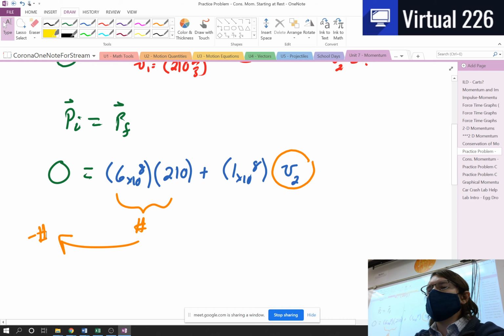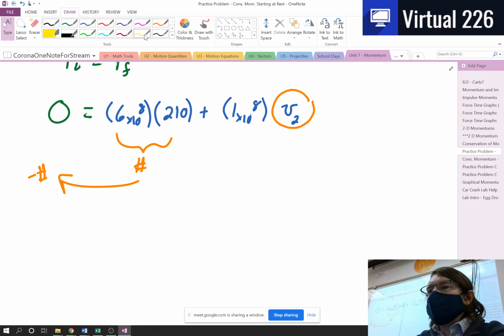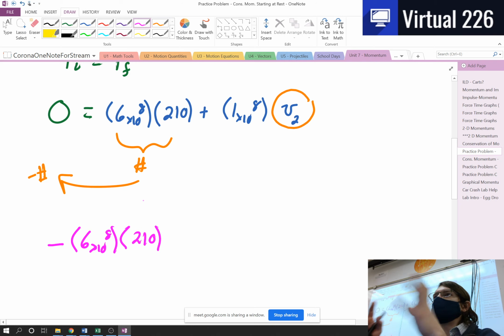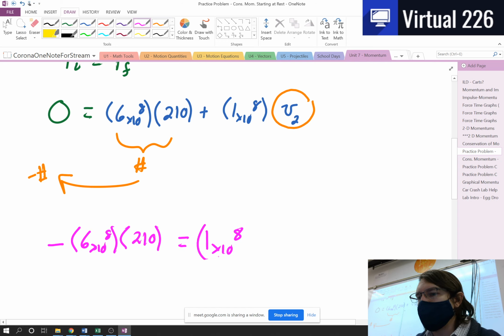So it'd be a negative number. Well, instead of doing that, what I'm going to do is just bring the negative of 6 times 10 to the 8th multiplied by 210. That is some number there, and I brought it over because it's now negative. And this will equal 1 times 10 to the 8th multiplied by v2f. That's that final velocity we're looking for of the second object.